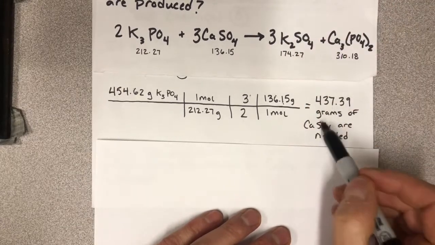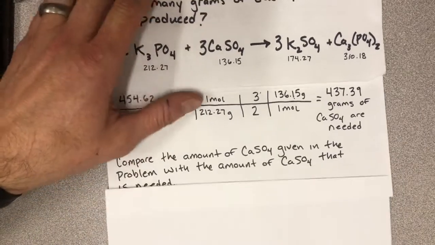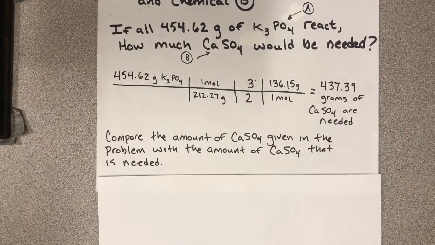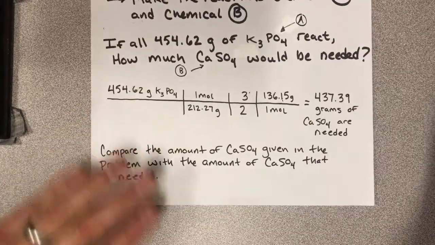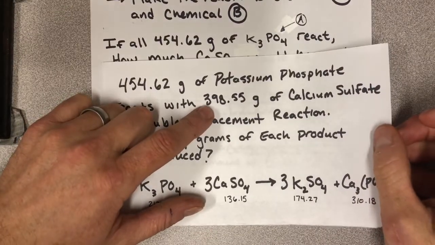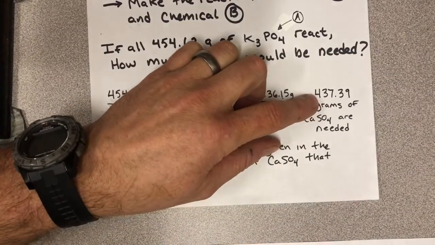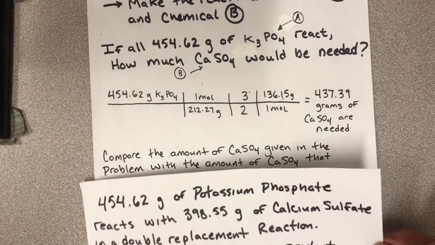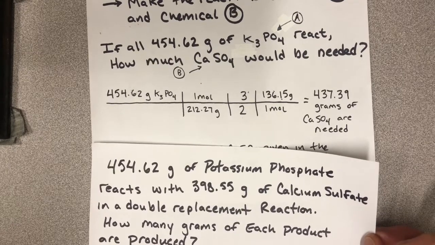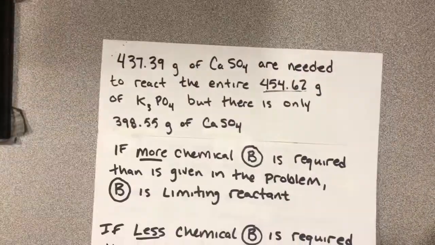Okay, so if it takes a certain amount to get rid of our first reactant, then we can compare the amount of calcium sulfate given to us in the problem with the amount of that calcium sulfate that's going to be required in the reaction of all of the potassium phosphate. So we've been given 398 grams, and it's going to take 437 grams, right? So clearly it's going to take more of that calcium sulfate than we have to give, and that makes it the limiting reactant.